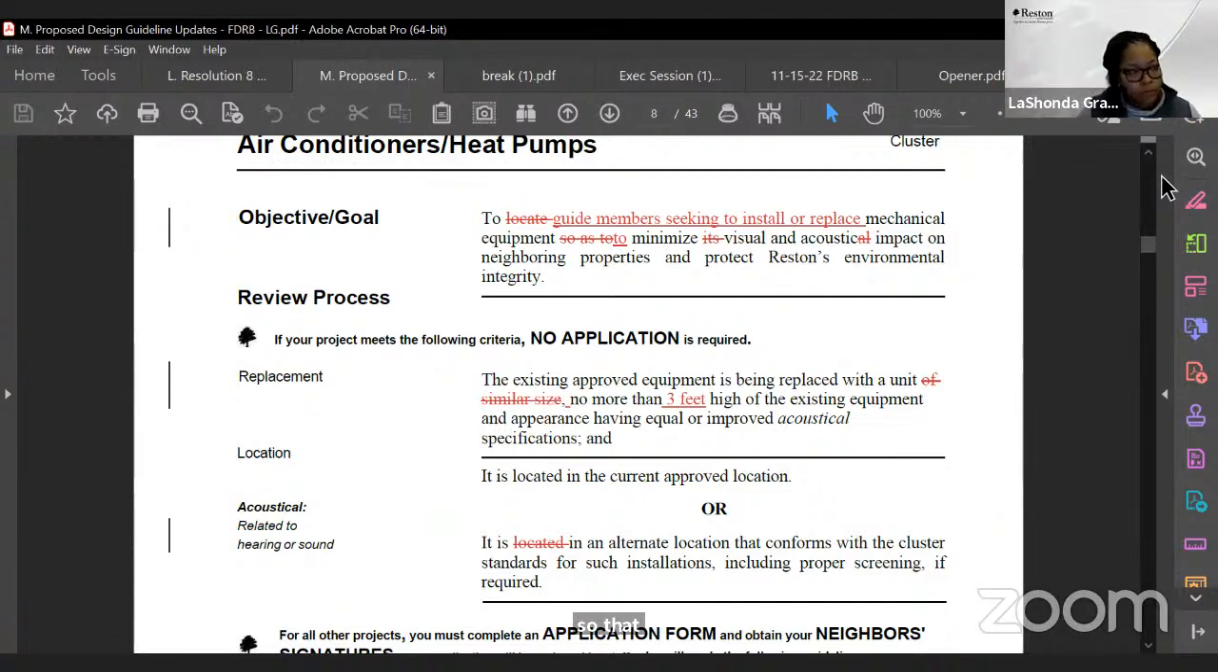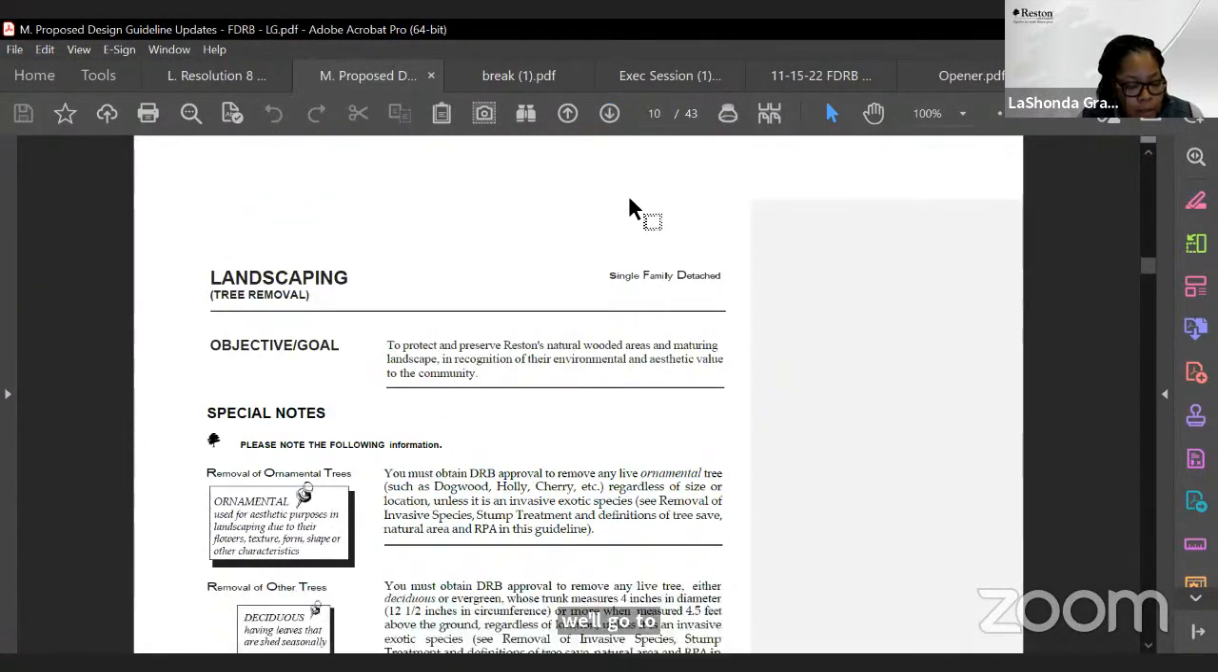Okay. So LaShonda, do you just want to skip through the single family for this one and go to the next one? Yeah, so we'll go to landscaping tree removals.